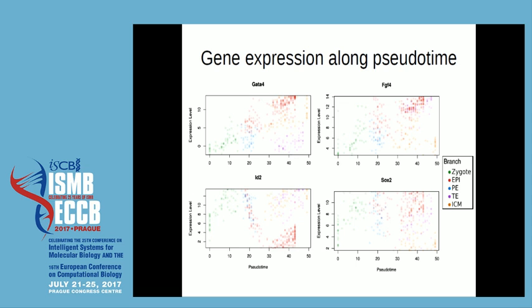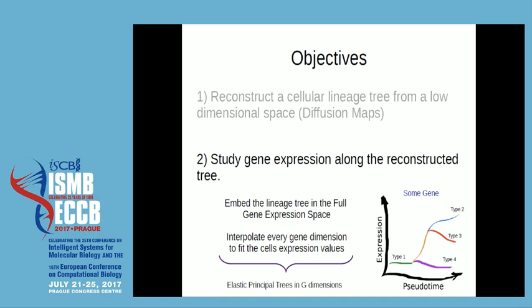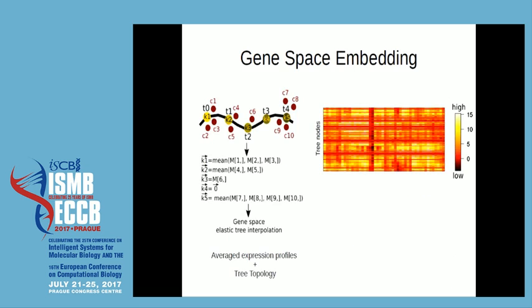So what can we do? We can take the structure we detected, and under the assumption that this lineage tree structure is maintained in the full dimensional space, we are going to try to embed this tree in the gene expression space in order to see how to interpolate all the dimensions in the full space. So we are going to apply elastic trees again, giving as an initialization the tree we just detected. First, we need to start from somewhere, because the nodes in the tree are fake cells, so we need to give them some initialization point.